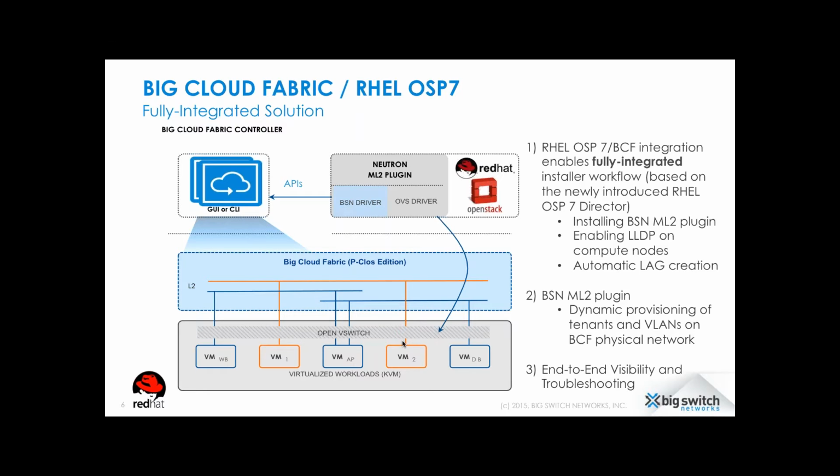So the joint solution essentially simplifies OpenStack networking and the overall deployment, which will help you improve operational efficiency, increase uptime, reduce costs, and boost scalability.